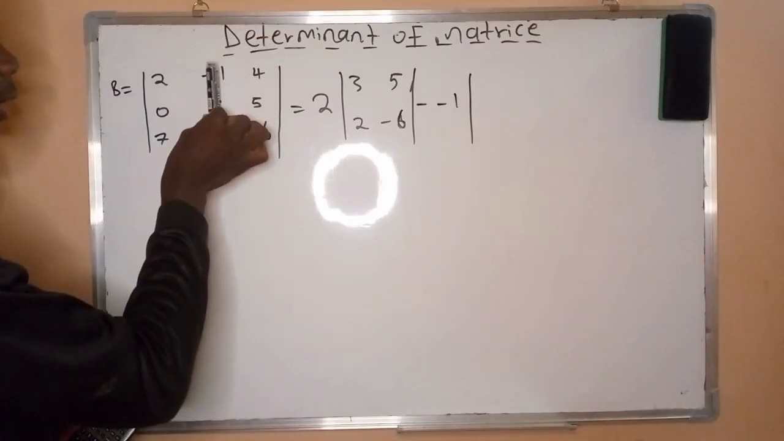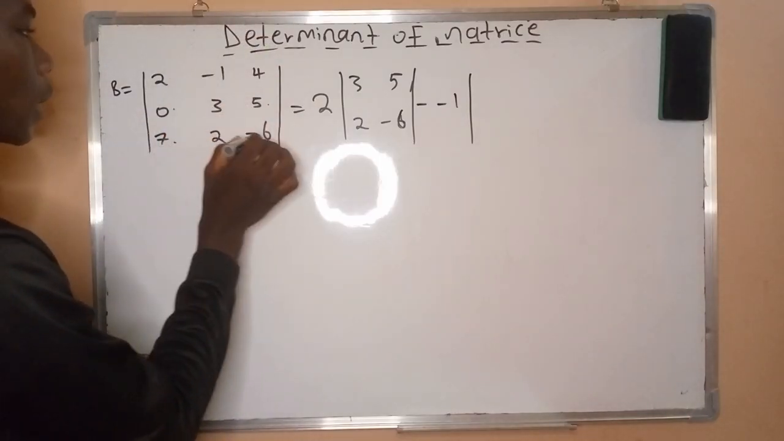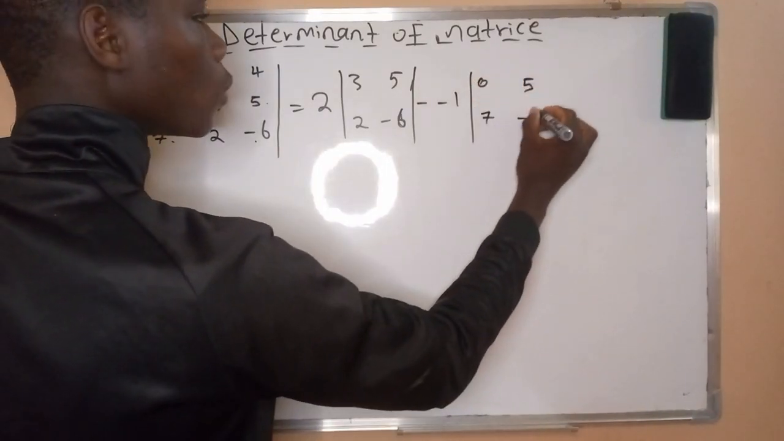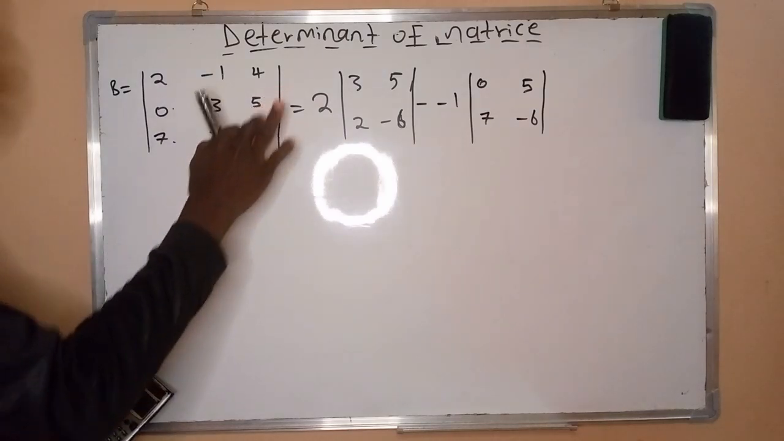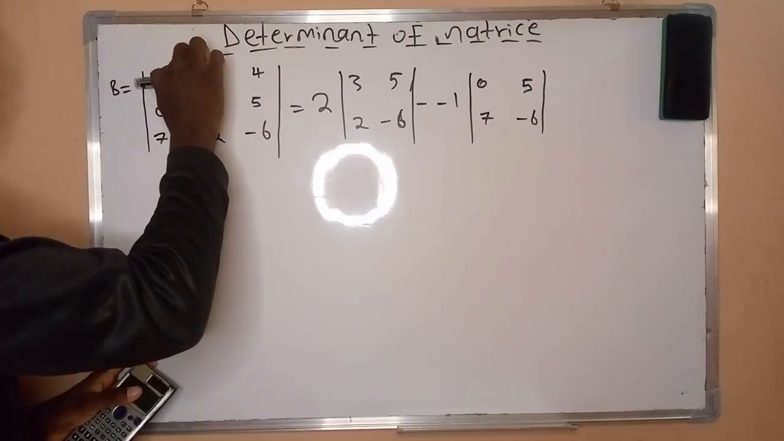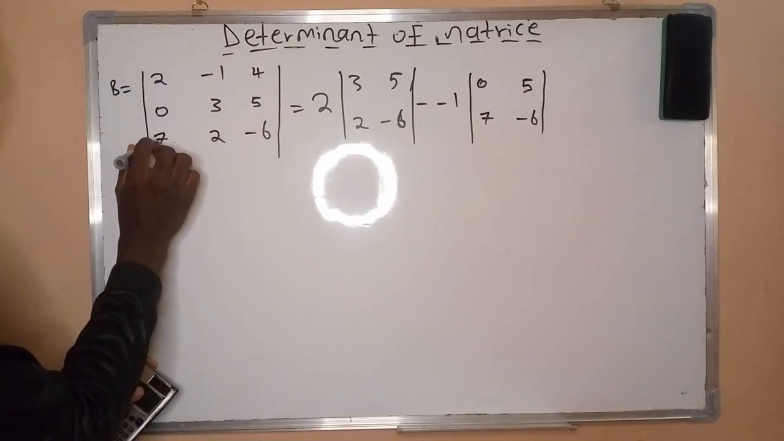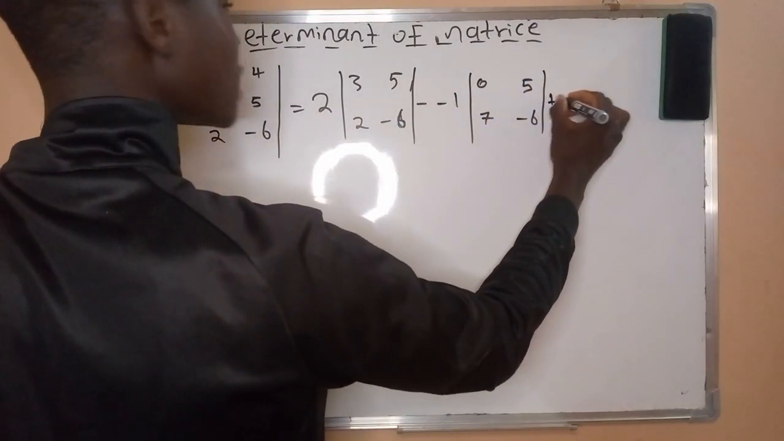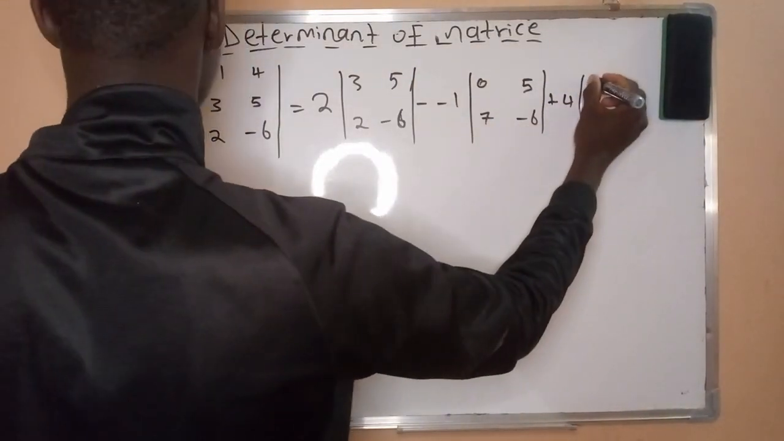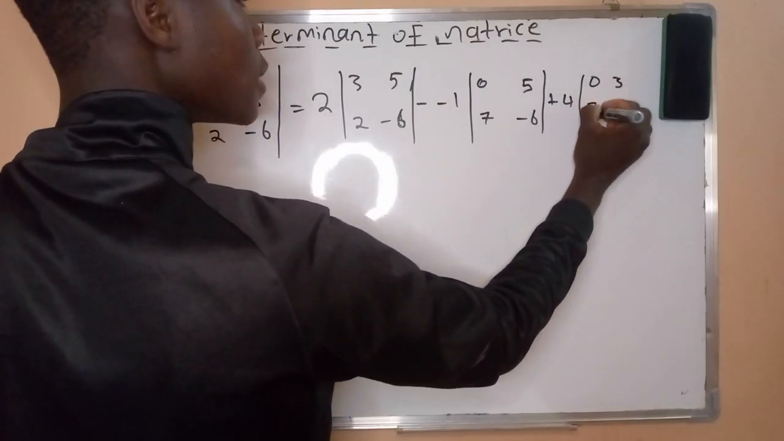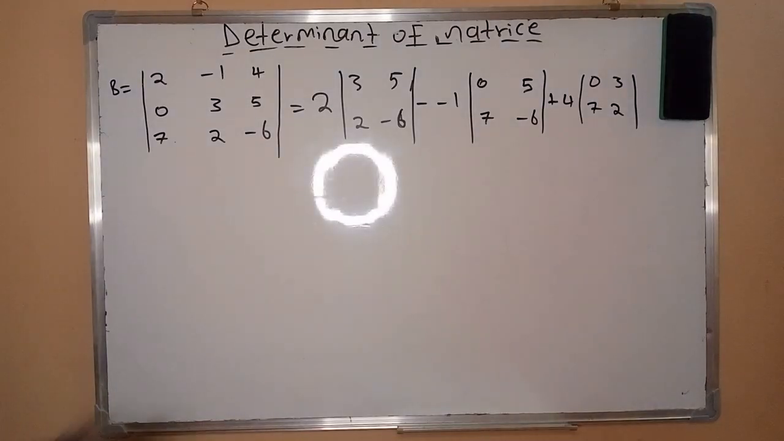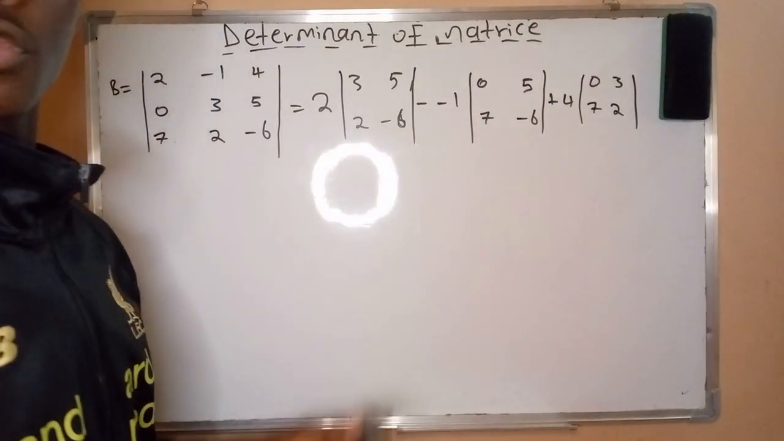I will delete this, I will delete this. I'm having 0, 5, 7, and minus 6. I will have 0, 7, 5, and minus 6. So therefore, for the third one, for the 4, I will delete this, I will delete this. I'm having 0, 3, 7, and 2. So therefore, plus 4, delete this. I will have 0, 3, 7 and 2. So therefore, this is a 2 by 2 matrix. I convert it to a 2 by 2 matrix.